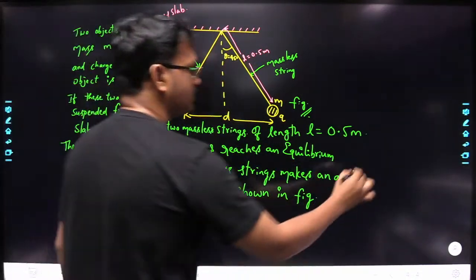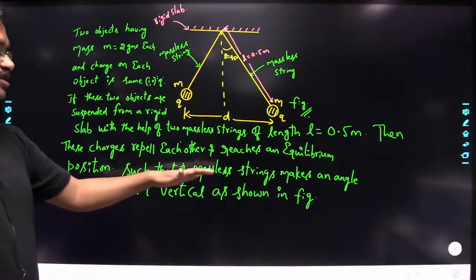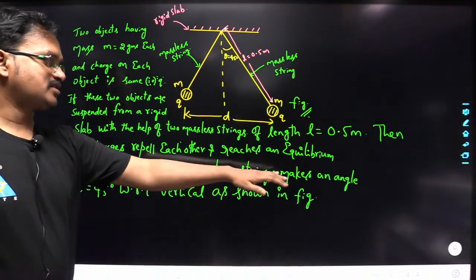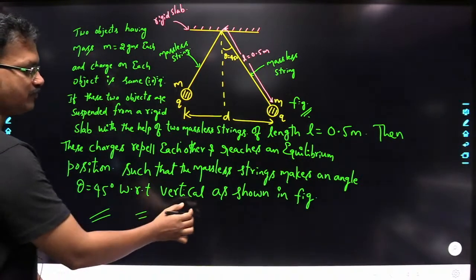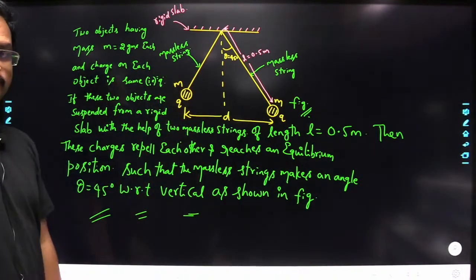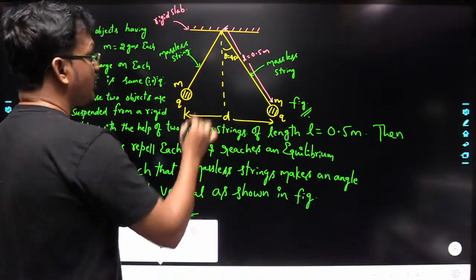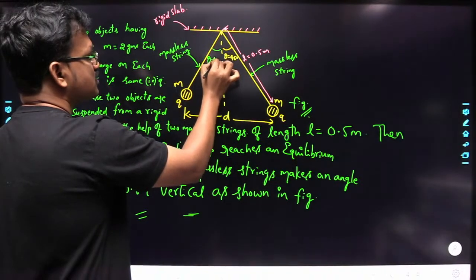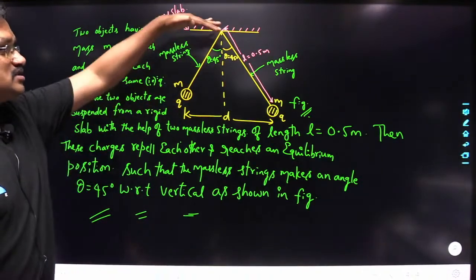So then these charges repel each other and reach an equilibrium position such that the massless strings make an angle theta equal to 45 degrees with respect to vertical, as shown in the figure. This is one massless string, and this is the other. So here also this angle theta is equal to 45 degrees.